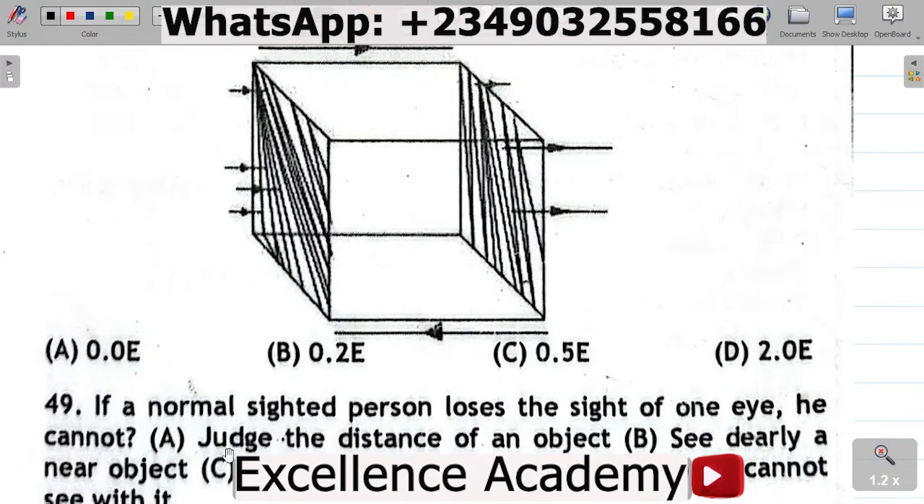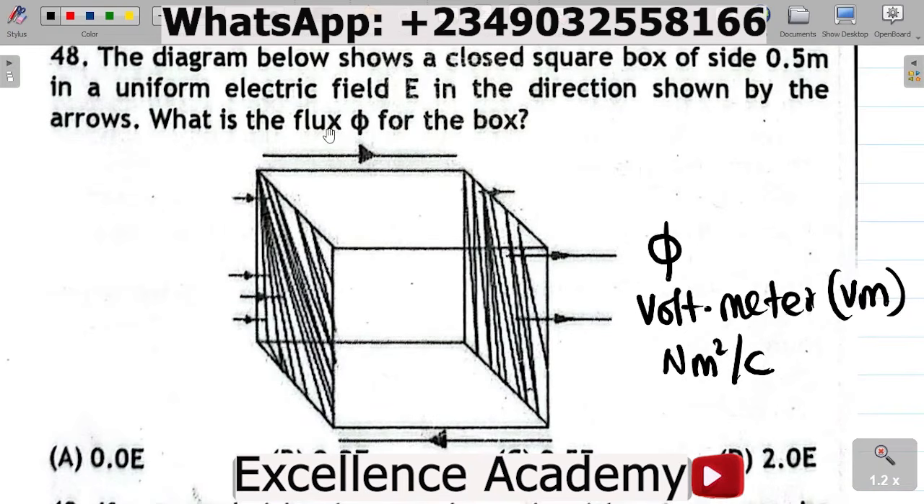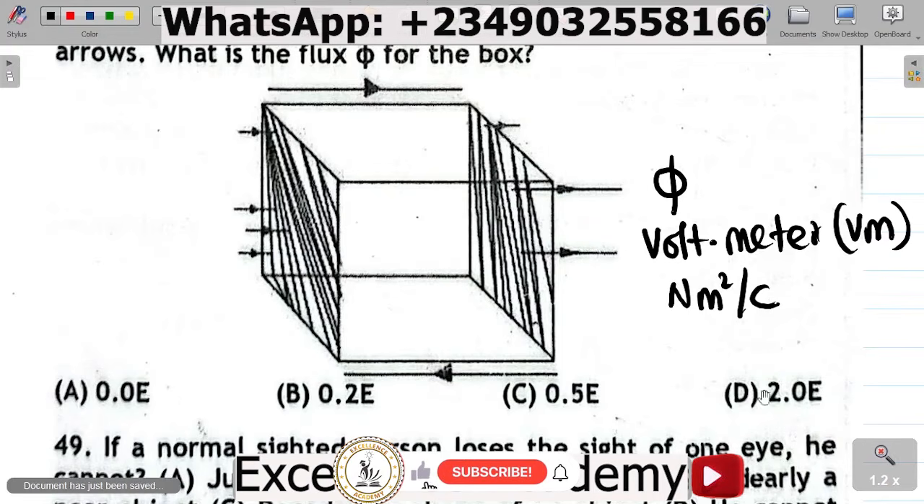Okay, so before we look at the options, you want to note that electric flux is actually this, and the unit is volt meter. The alternative unit is Newton meter squared per coulomb. All right, so these units are not correct, that is if they're asking for the electric flux. So you have this, either volt meter or Newton meter squared per coulomb. Right, you have your options: A 0.00, B 0.2, C 0.5, D 2.0.